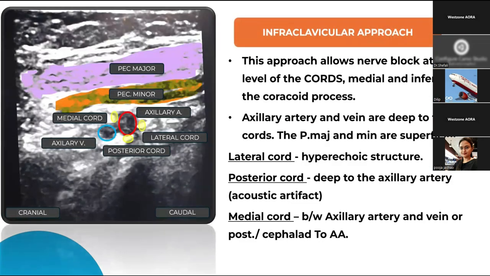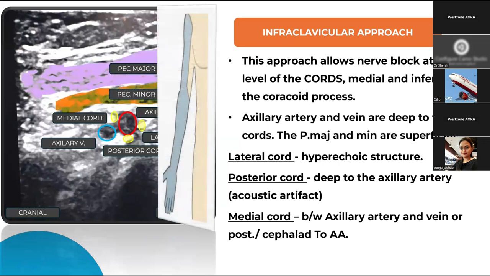So, just briefly discussing the infraclavicular approach. This approach allows nerve block of the cords. So the axillary, as you can see in the image, pectoralis major and minor, which is separated by an epimysium, and just beneath that we can see the axillary artery. Now the first thing we see is a hyperechoic lateral cord. The medial cord often lies between the axillary artery and vein, and the posterior cord, which is often missed because of an acoustic artifact to the axillary artery, lies deep to the axillary artery. There is a great deal of anatomical variation present at this level.